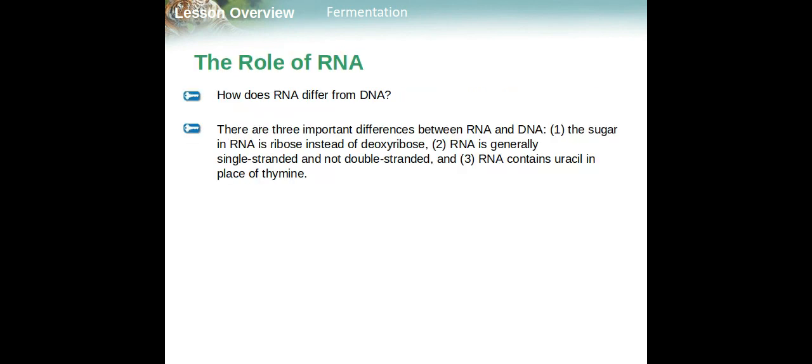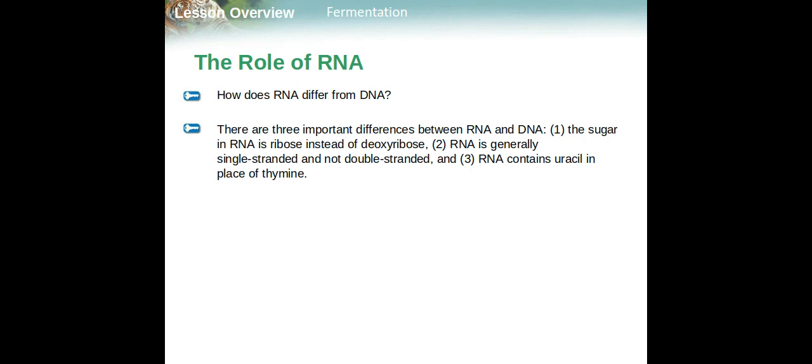So we're going to start off talking about RNA. And how does RNA differ from DNA? There are three important differences between DNA and RNA. One, the sugar in RNA is ribose instead of deoxyribose. So DNA is deoxyribonucleic acid, RNA is ribonucleic acid. Two, RNA is generally single-stranded and not double-stranded. And three, RNA contains uracil in place of thymine. So there are no T's in RNA. We replace those with U's.